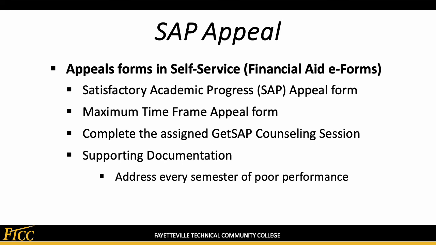SAP appeal. A student who is at max credits or has been placed on financial aid suspension can appeal the status by submitting a satisfactory academic progress appeal or a max time frame appeal. The appeal forms are in self-service, and supporting documentation must be submitted along with every appeal. Every semester of poor academic progress should be addressed in the appeals.